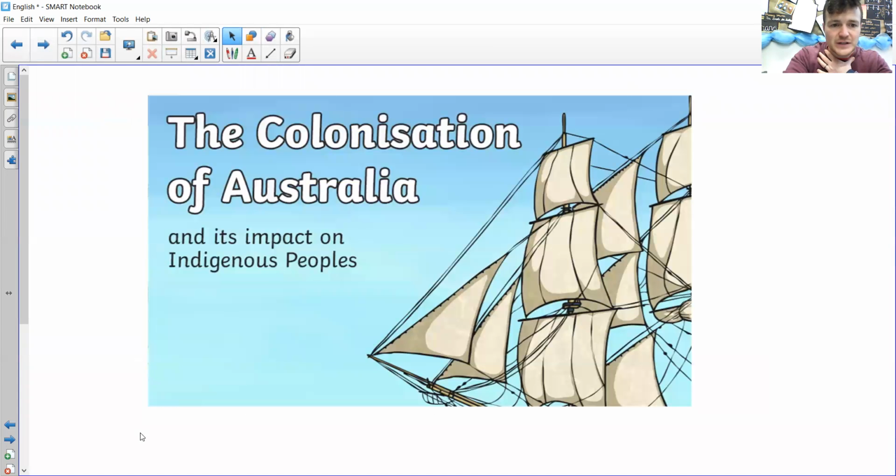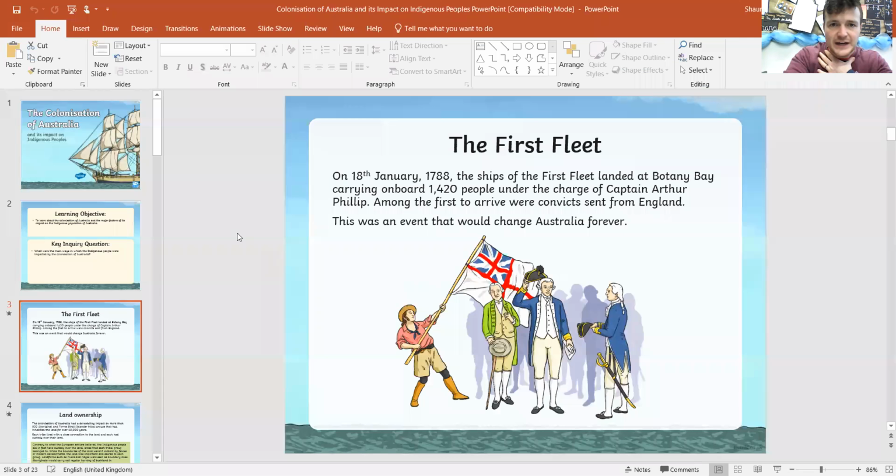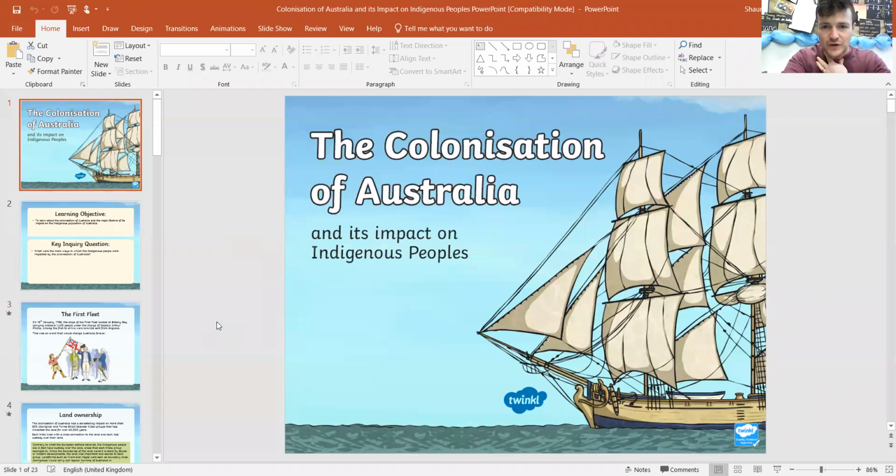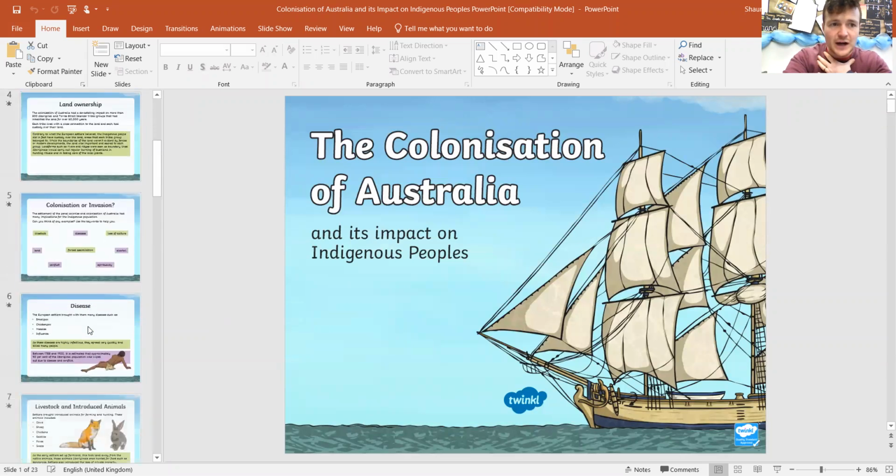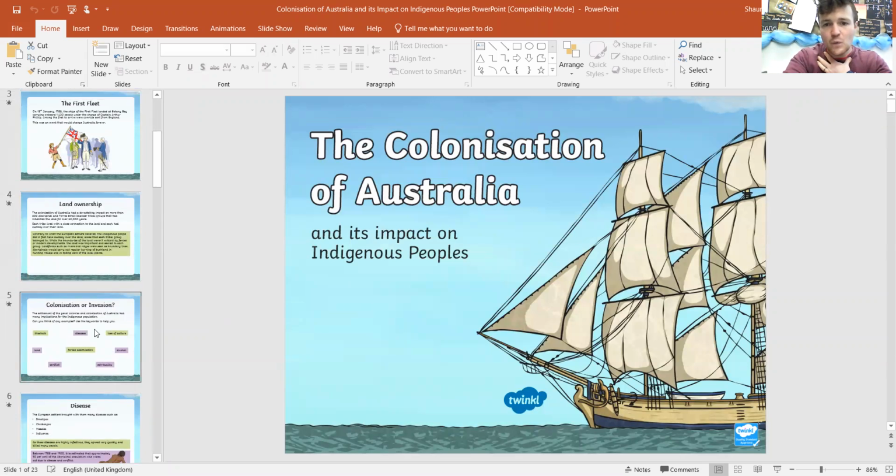The next thing we're going to do is look at this. I need to share this with you. This here is all about the colonisation of Australia. So again, I'm going to read through quite a few things here, but then I want you to be making notes as I'm doing it.